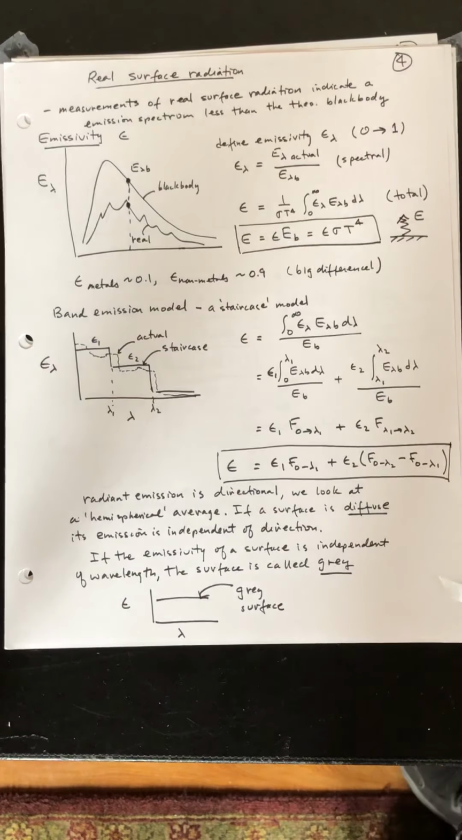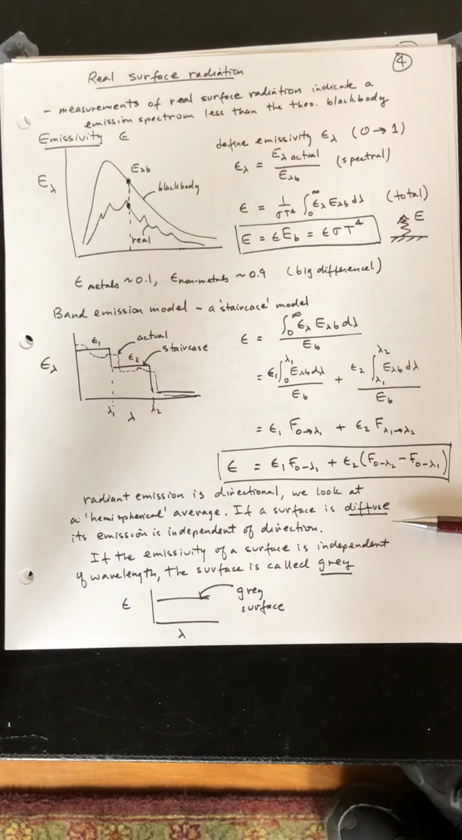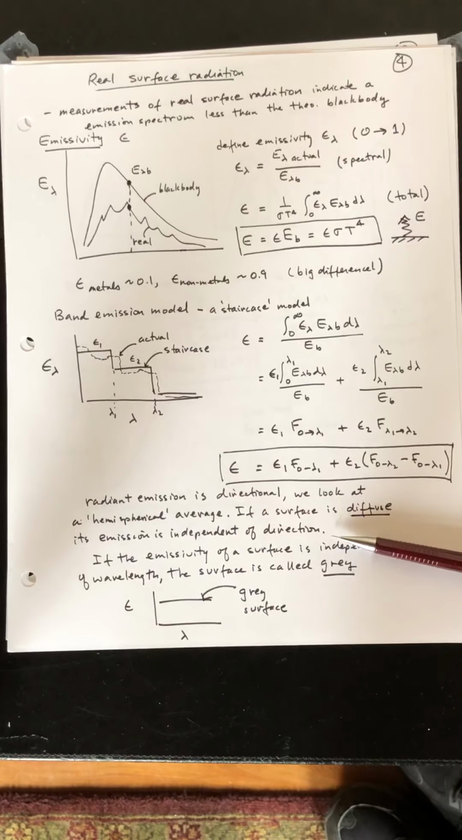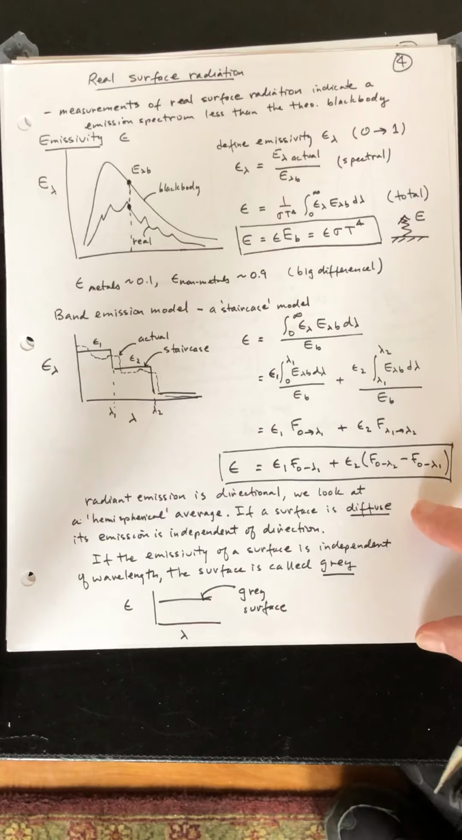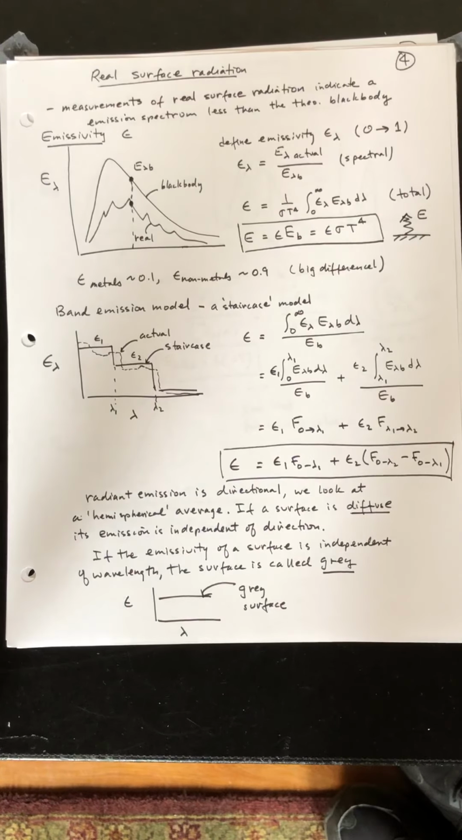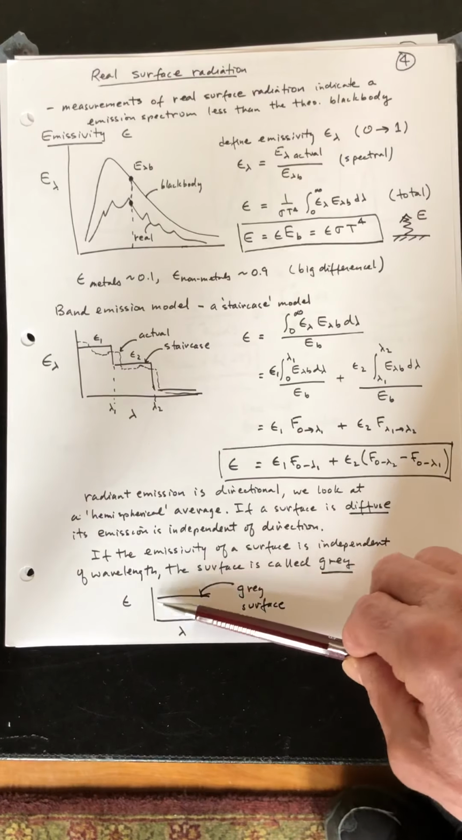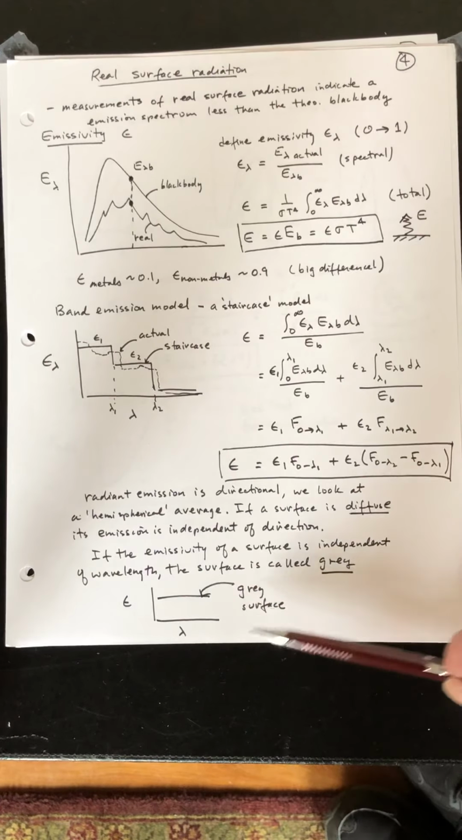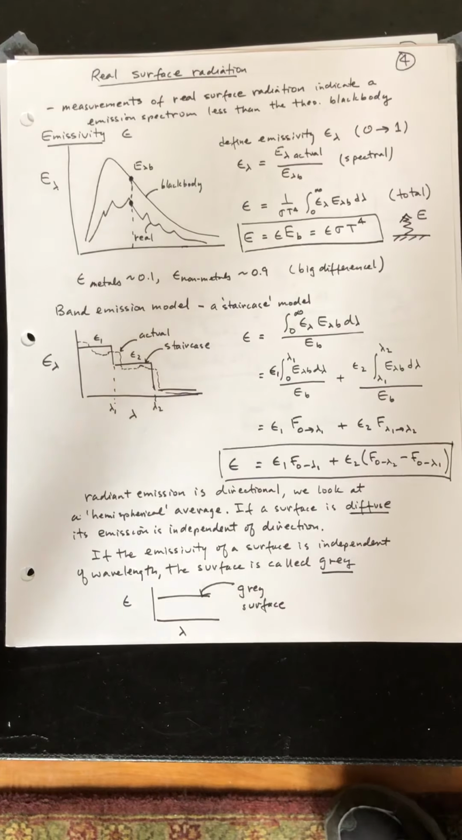Now, if a surface is diffuse, that means its emissivity is independent of direction, and that's primarily the assumption we make with most of our problems here. And then we simplify things further by assuming the emissivity is independent of wavelength, and that's called a gray surface.